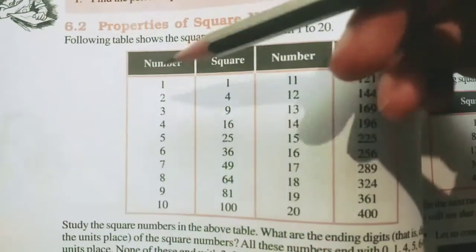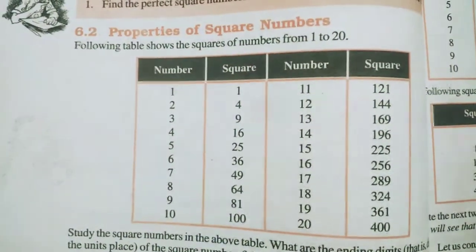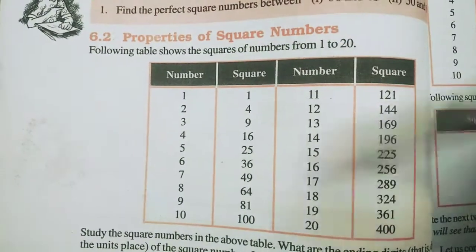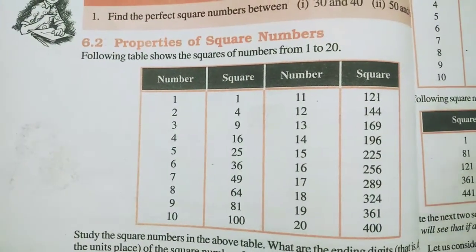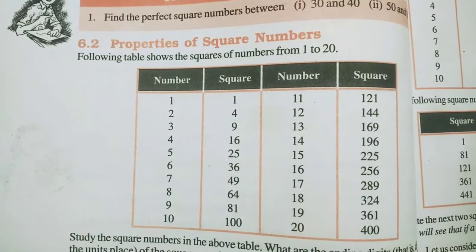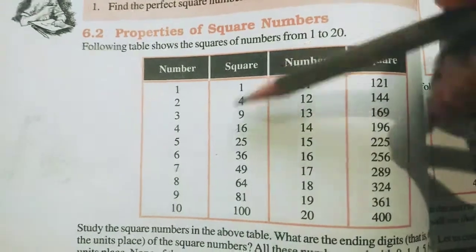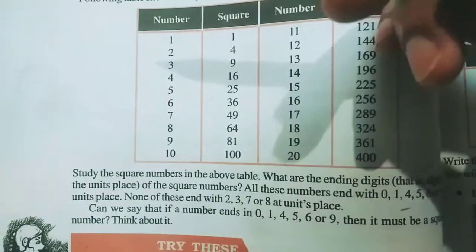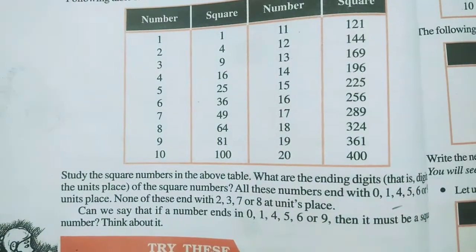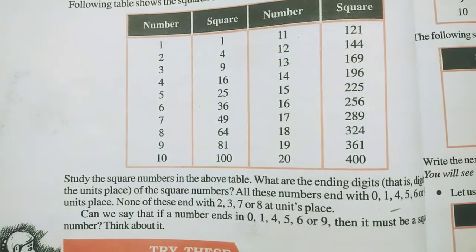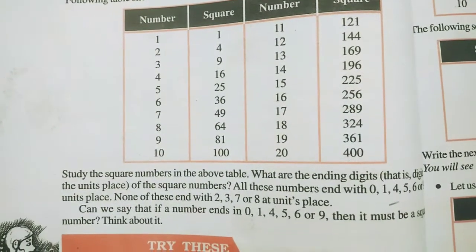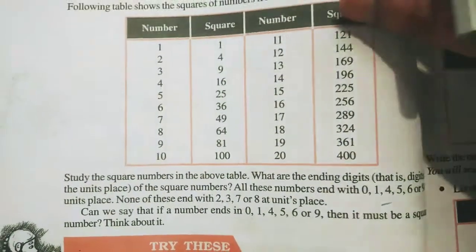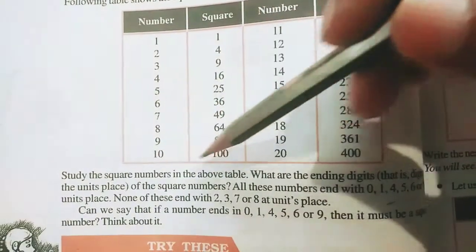So first of all, this is the table of all the squares of the numbers from 1 to 20, and I hope you have learned all the squares from 1 to 30, right? So here in the properties, first of all you have to know which numbers are squares of any number. What is the identification of any square number? Here you can see, study the square numbers in the above table.